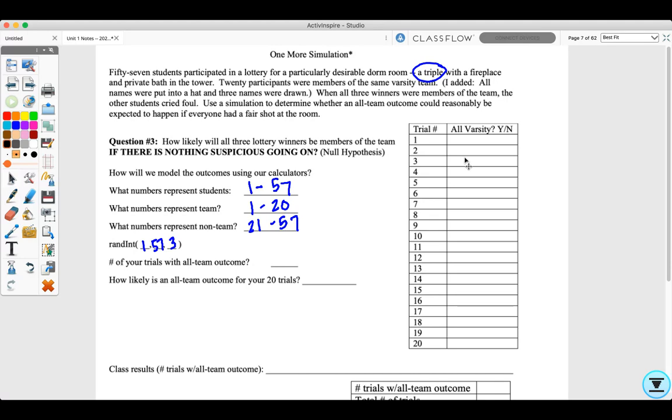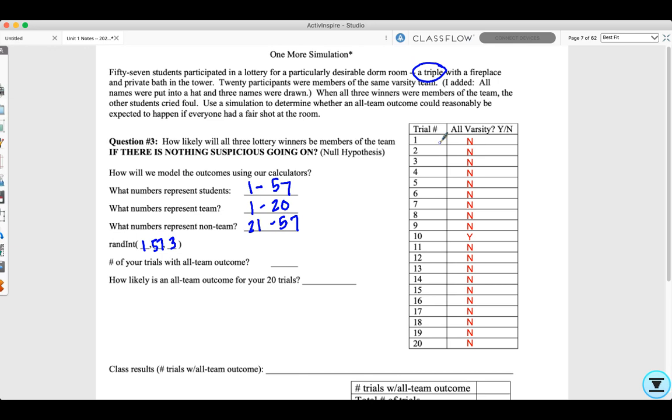So when I did my trial and I went through my first trial, I got numbers that weren't on the team, like 22, 23, 24. So I'd put a no, not all varsity. The next one, I got numbers outside of 1 to 20 as well, so I put no, not all varsity. But down here, I got a 2, 3, 4. They were all varsity.